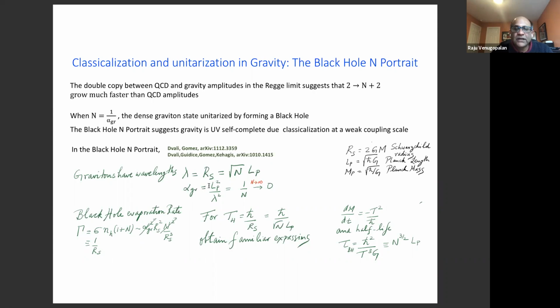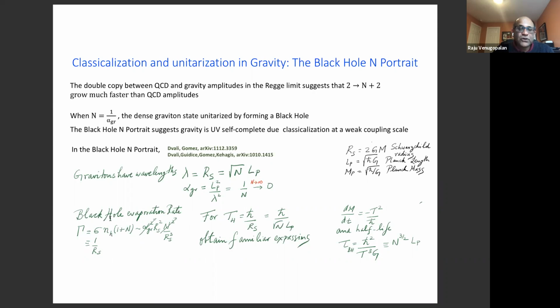And the gravitational coupling, defined as the Planck length over the component wavelength of the graviton, is 1 over n. And when n goes to infinity, this coupling goes to 0. So it's a very weakly coupled, highly occupied limit of the theory. The claim is that the theory unitarizes perturbatively these 2 to n amplitudes already at this scale, right?